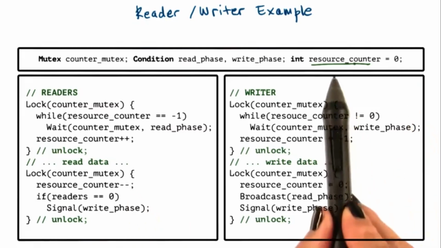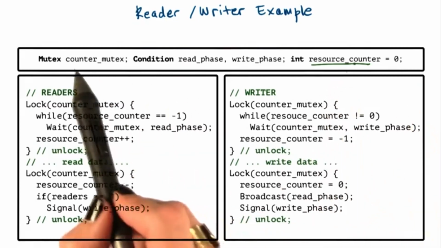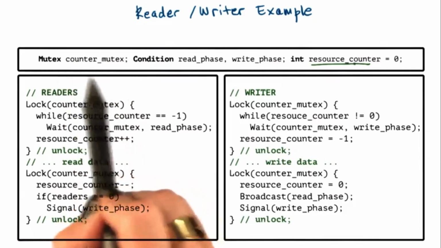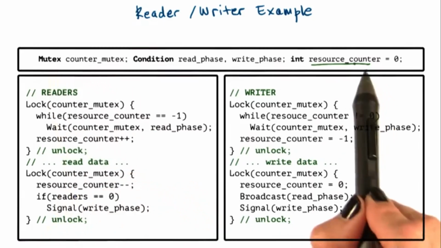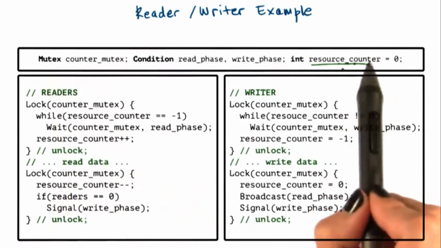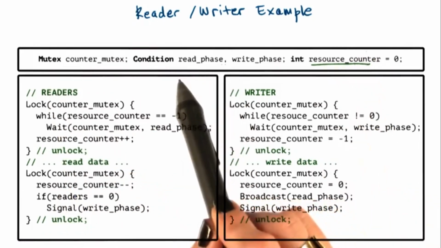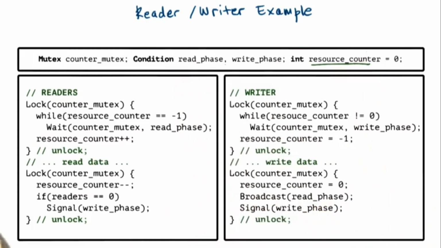So what we'll need basically in our program is a mutex, the counter mutex. This is the mutex that will always have to be acquired whenever the resource counter variable is accessed. And then we will also need two variables, read phase and write phase, which will tell us whether the readers or the writers need to go next.